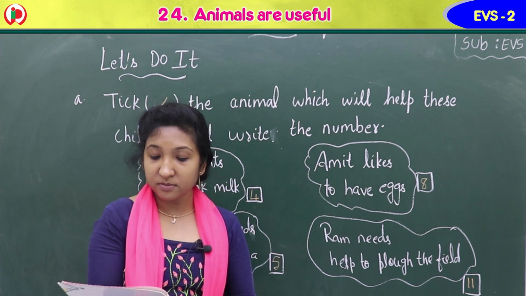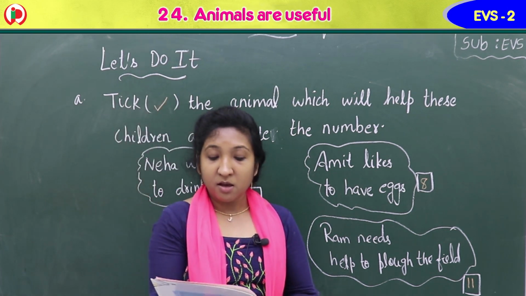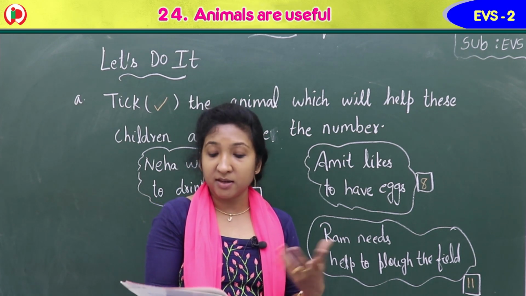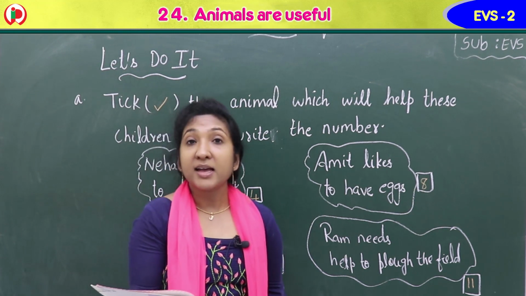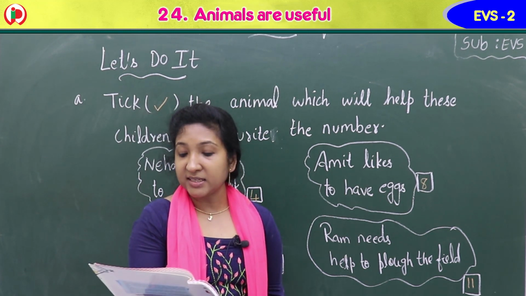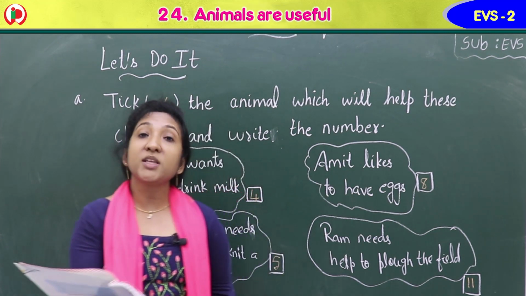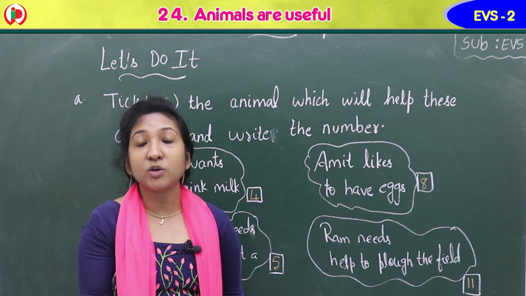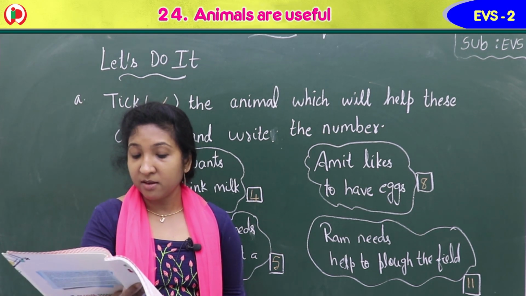Second, yes, it is a donkey. Yes, D-O-N-K-E-Y, donkey. You can write there. Then third image is of a tiger. Yes, tiger. T-I-G-E-R, tiger. Fourth image is of a cow. C-O-W, cow. Yes, you can write cow there.